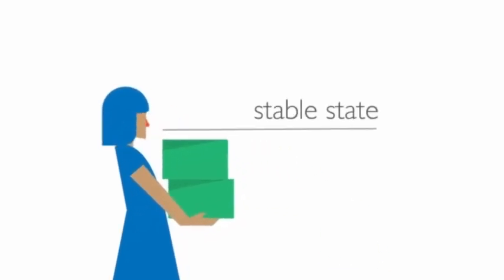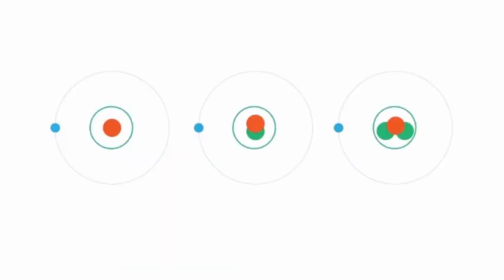An analogy of this is a person carrying boxes. If you try to carry too many boxes, you'll end up dropping some, and if you continue, you'll keep dropping boxes until you reach a manageable amount. This is your stable state. Nuclei behave in a similar way, and they will try to stabilize themselves if there are too many protons or too many neutrons.